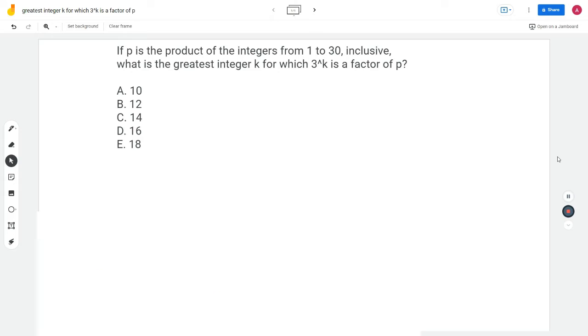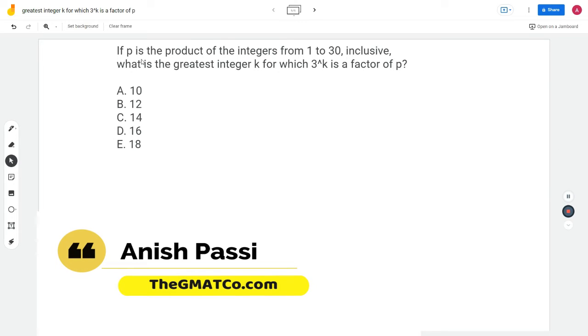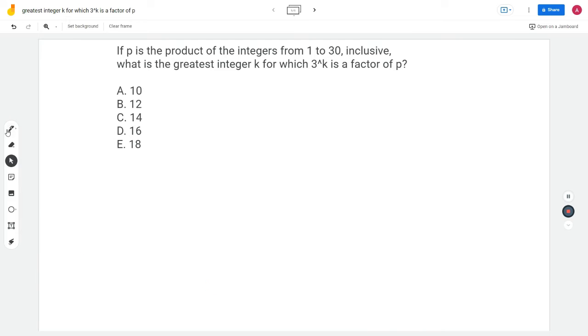Please try the question first. All right. So if p is the product of the integers from 1 through 30, essentially p is 30 factorial inclusive. What's the greatest integer k for which 3 to the power k is a factor of p? What does this line mean? Greatest integer k for which this guy is a factor of p.